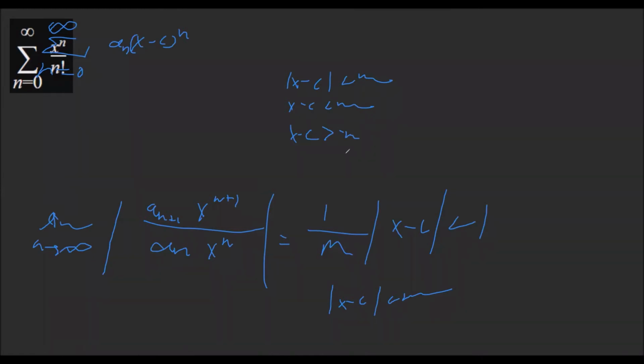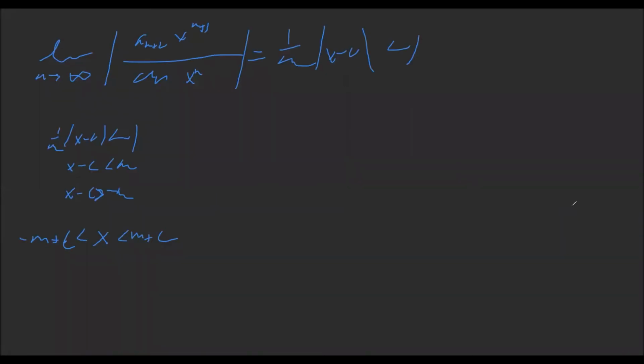In both instances, you'll add c to both sides, and so you'd end up with negative m plus c is less than x, and x is less than m plus c. Okay, I apologize for what just happened. I accidentally stopped screen sharing, but I rewrote everything that I previously had. So if you look down here, you'll see that negative m plus c is less than x, and m plus c is greater than x. Now from here, you have the radius of convergence, and you technically have the interval of convergence.